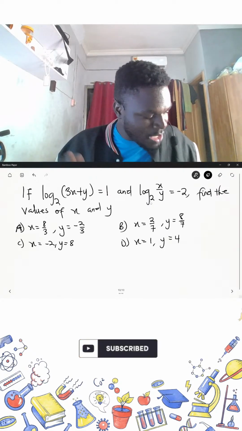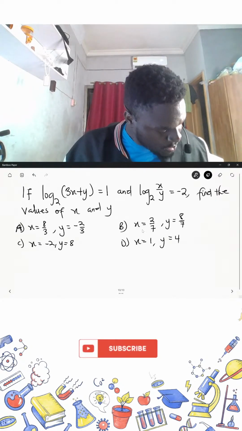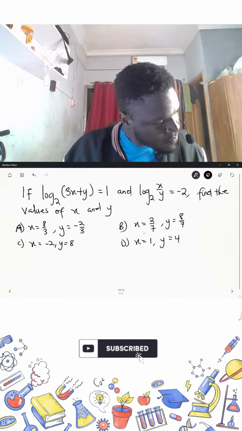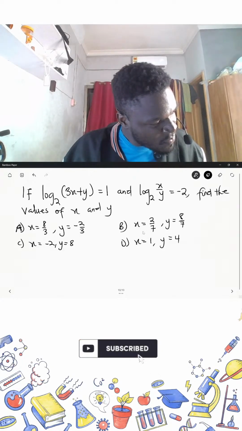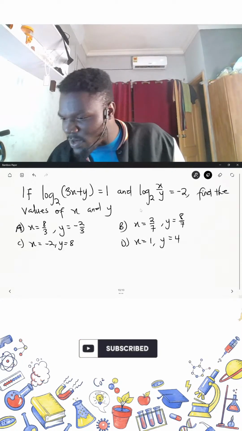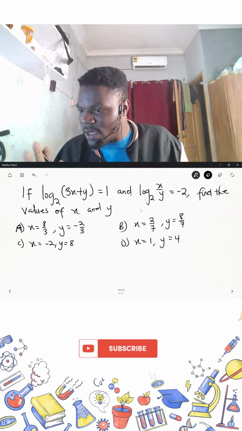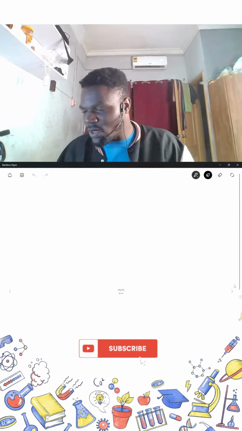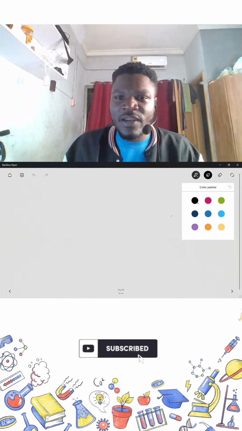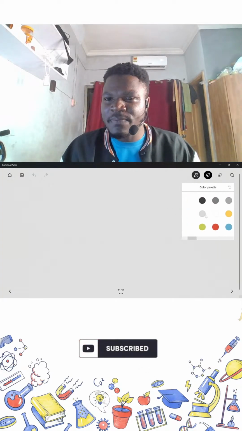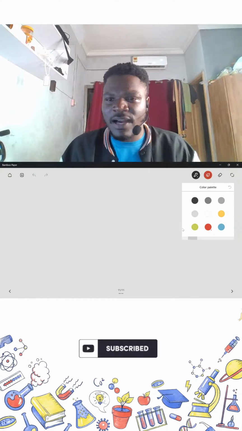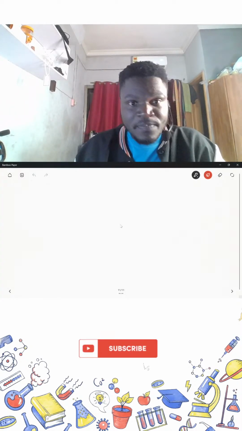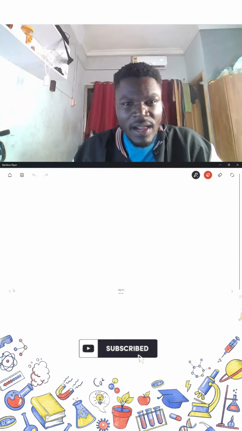Okay, so this is a logarithm question. So I will explain how we are going to solve it for you guys to be able to understand. So I'll do that on a different sheet. Let me use a different color. Okay, so in the question we have, let me go back.